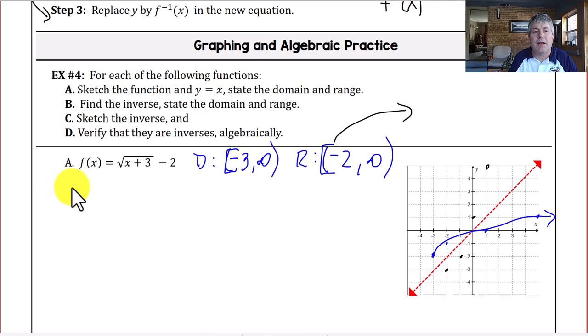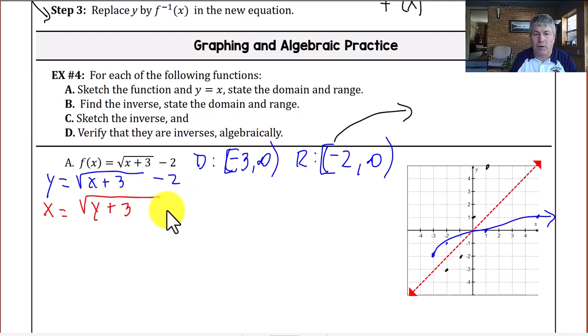So let's go ahead and algebraically find the inverse of this function. So our function here is y equals the square root of x plus 3 minus 2. And we'll go ahead and flip our x's and y's. So now this is x equals the square root of y plus 3 minus 2. That minus 2 is on the outside. I made a big square root there. And let's go ahead and solve for y.